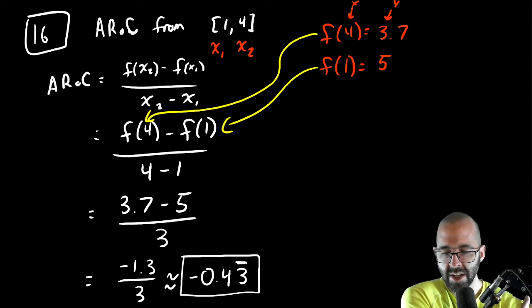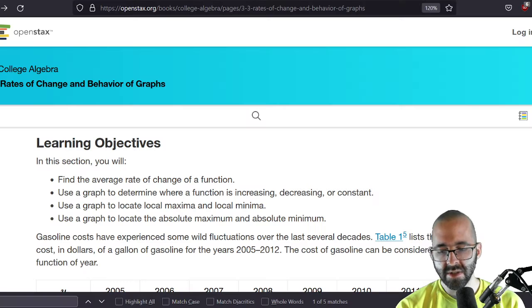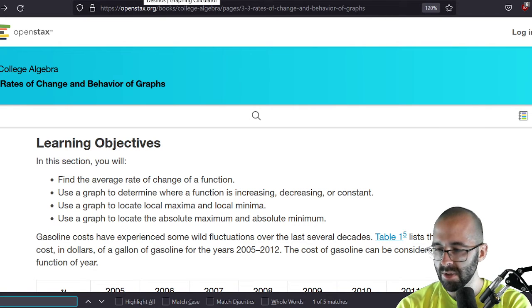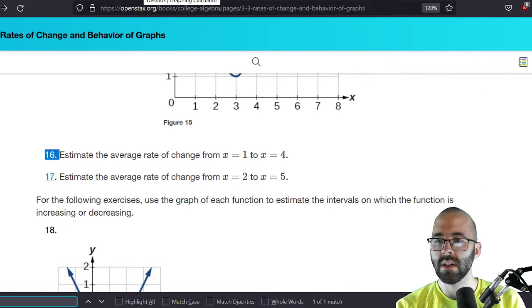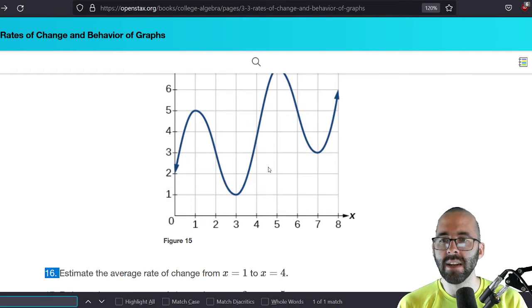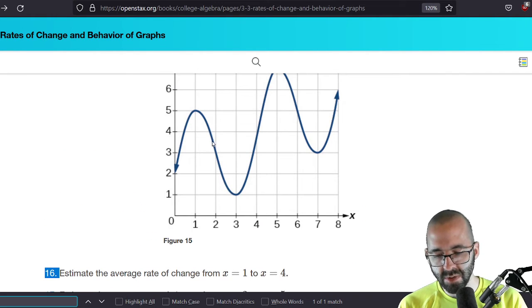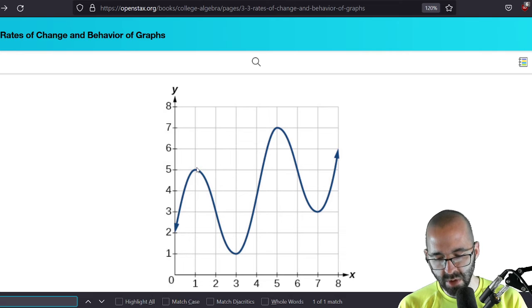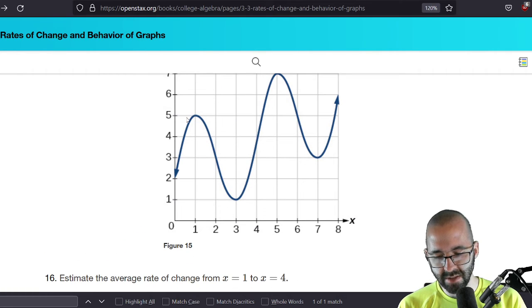That's our average rate of change on this interval, which again, this is number 16. This says that if we drew a line from x equals 1 to x equals 4, a line between these 2 points, it would have a slope. Oh, 4 is down here.